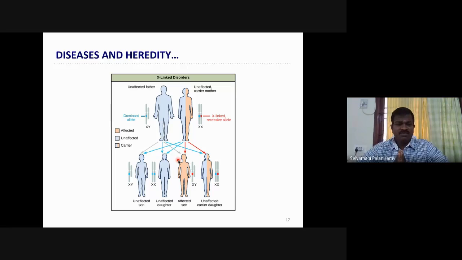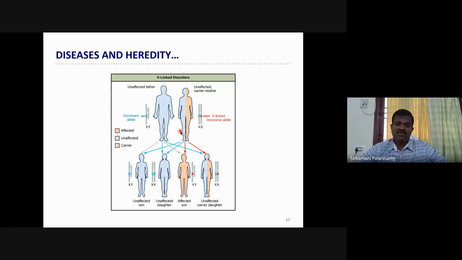So now let me ask a question. How are diseases genetic? Suppose there is a father who is unaffected and an unaffected mother, but she is a carrier from her parents. So she is a carrier of a disease. Now, as per genetics, there are four probabilities. There can be an unaffected son, an unaffected daughter, an affected son, and an unaffected carrier daughter. So these chromosomal diseases or genetic disorders could be hereditary, and this was very well established.